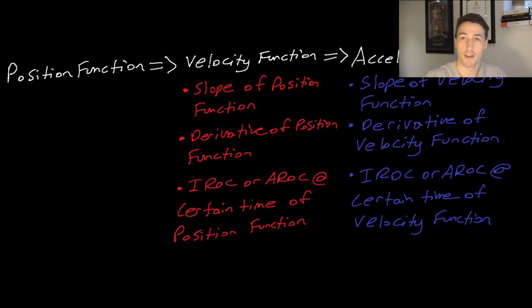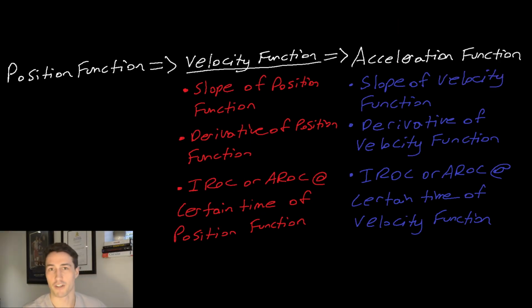If you take the derivative with respect to time of a position function, or again, we take the average rate of change, or we find the slope of the position function, what we're going to get is the velocity function. So that's the slope of the position function, the derivative of a position function, the IROC or AROC at a certain time. They might say, what is the instantaneous rate of change at time equal to 3? And that, again, is you're finding the slope, but you're finding the slope value at 3. So that's the difference between when we find the general derivative of the position function, or we find a value at a certain time of the IROC or AROC.